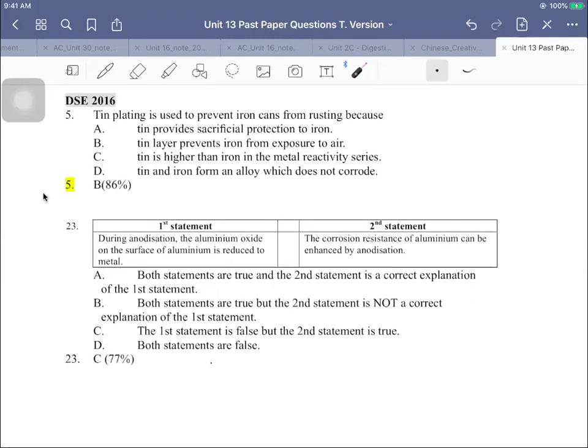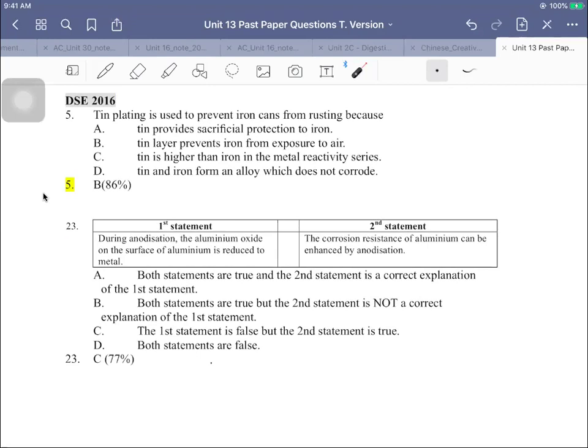Okay, it's false. And then let's check the second statement. The corrosion resistance of aluminium can be enhanced by anodization. Yes, because after anodization, the aluminium oxide layer has been thickened, and the aluminium oxide layer is impermeable to oxygen and water, so it would prevent aluminium from corrosion. Okay, so the first one is false, the second one is true, so you should choose C for this one.